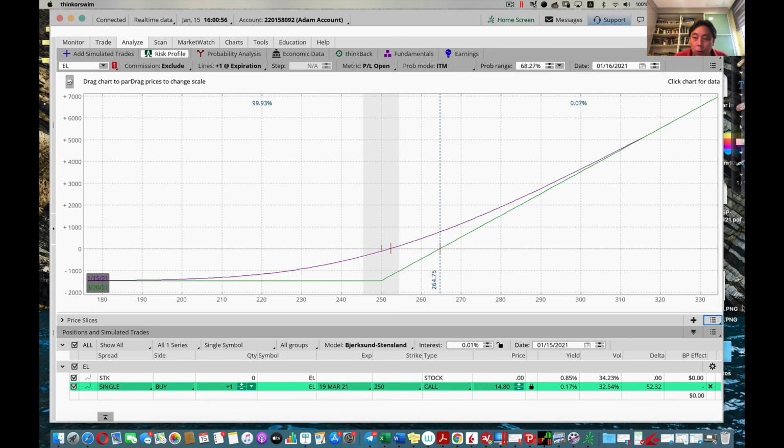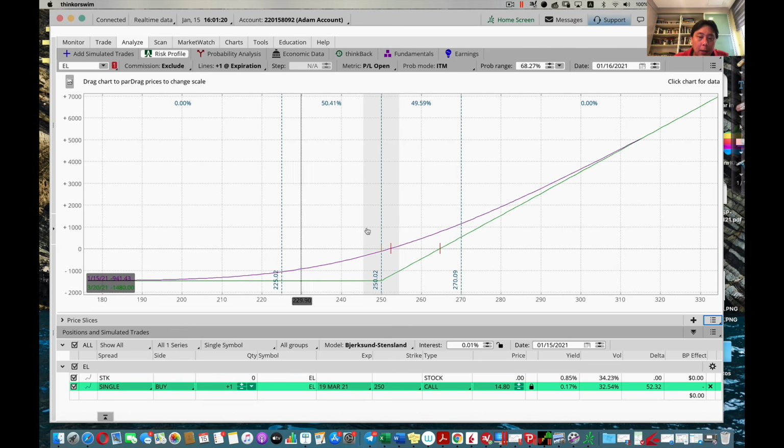And you can also see that, okay, if Estee Lauder goes to 270, right? You can shift this around. If it goes to 270, how much money would I make? What's my profit? So my profit at expiration would be the green line. I make a profit of 528.75.